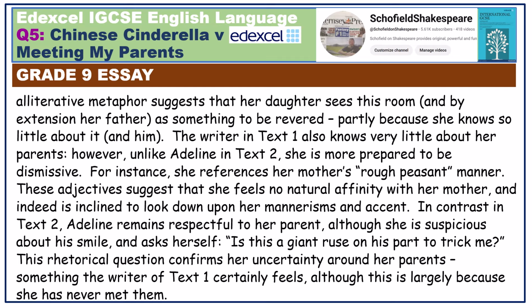These adjectives suggest that she feels no natural affinity with her mother, and indeed is inclined to look down upon her mannerisms and accents. In contrast, in text 2, Adelaide remains respectful to her parent, although she is suspicious about his smile and asks herself, "Is this a giant ruse on his part to trick me?" This rhetorical question confirms her uncertainty around her parents, something the writer of text 1 certainly feels, although this is largely because she has never met them.